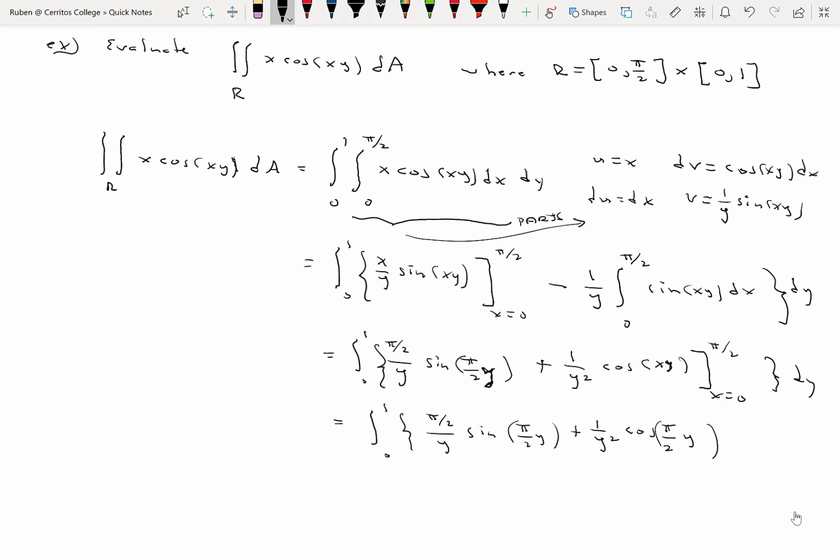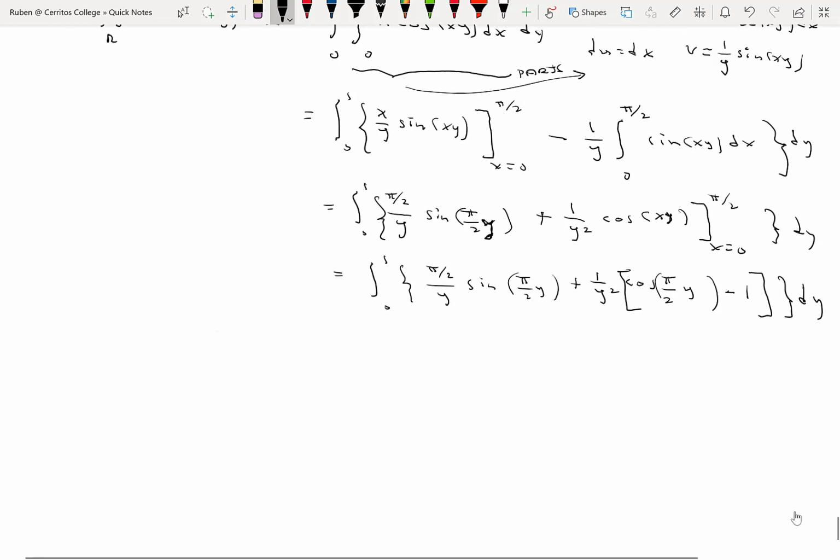And at 0, cosine of 0 is 1, so minus 1. All of this with respect to y. Now, good news and bad news. The good news is we don't have to go any further. In fact, the bad news tells us why.